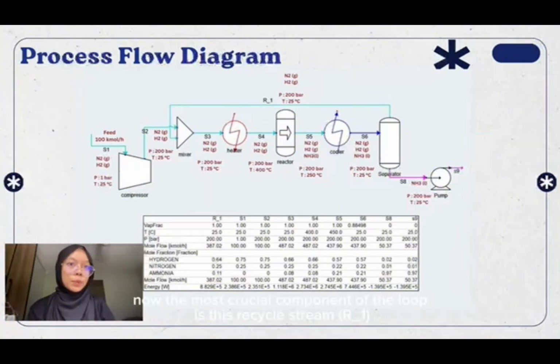Now, the most crucial component of the loop is this recycled stream R1. As we can see in the table data, the reactor effluent S5 still contains unreacted hydrogen and nitrogen. So instead of wasting these unreacted reactants, we recycle them back into the mixer as stream R1. This recycled stream maximizes overall plant conversion efficiency, drastically reduces raw material waste, and lowers operating costs.